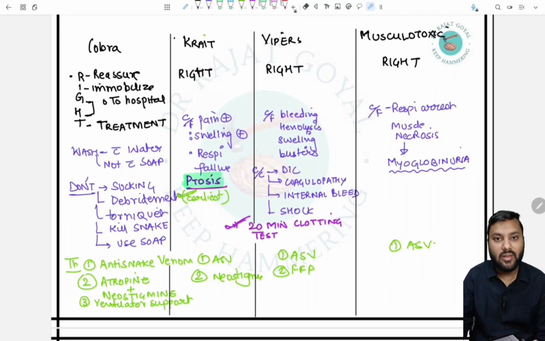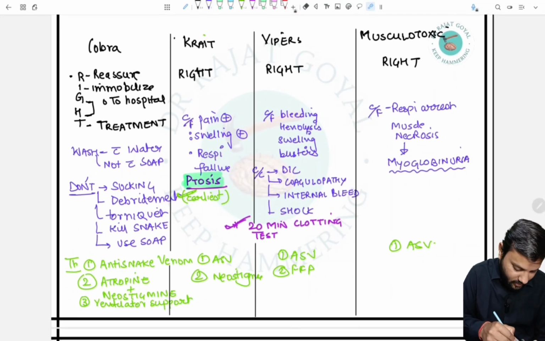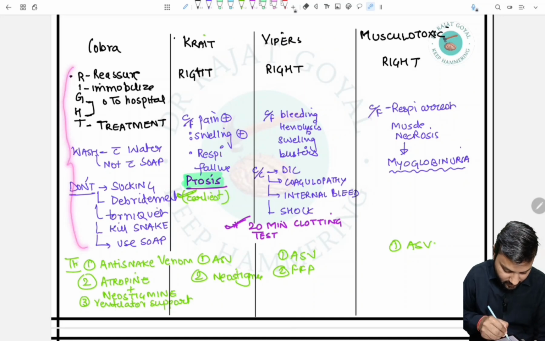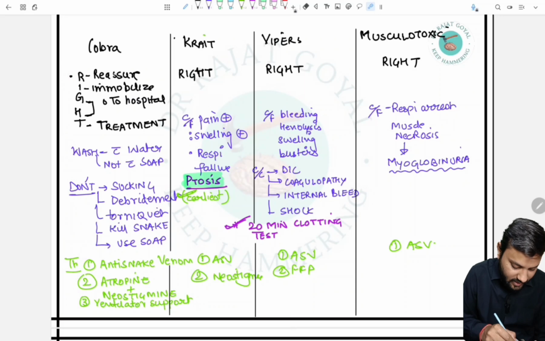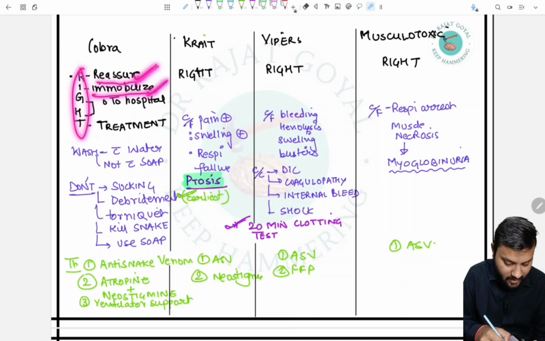So what do we have to do in a case of snake bite? There are some basic things that we have to do, and some specific things. In the basic things, firstly we have to reassure the person. Then we have to immobilize the part in which the bite is there.